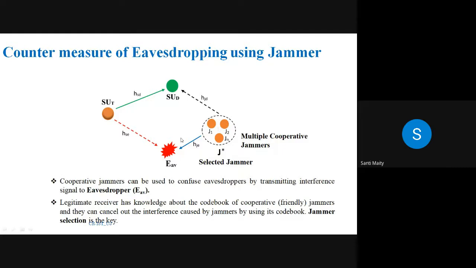And now you have multiple eavesdroppers. Different channels will be there. The jammer who will create the best interference signal will be selected to jam. So this is basically jamming used as a countermeasure against eavesdropping.